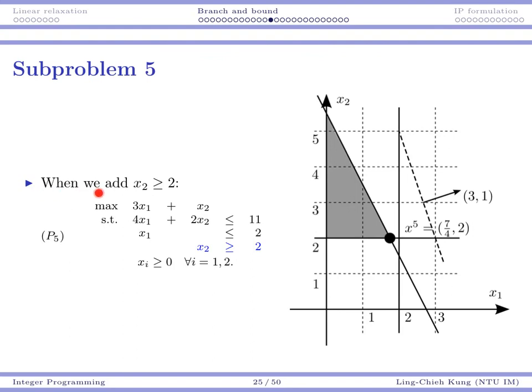Also, when we add another constraint x2 greater than or equal to 2, okay, now we have 3 constraints. We get this triangle as our feasible region. And now, unfortunately, x1 becomes fractional again.